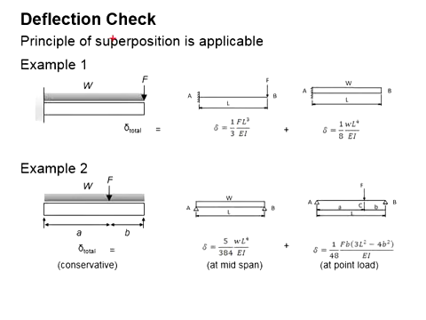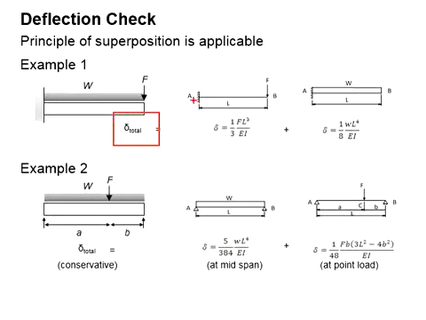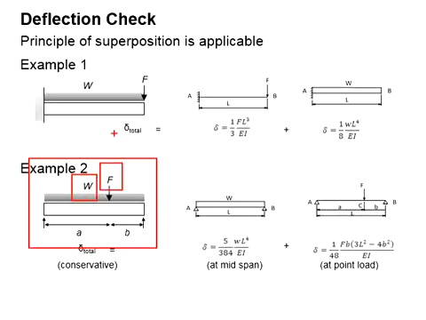For example, this cantilever beam is subjected to a UDL and a point load at the same time. The total deflection can be determined by summation of these two equations. Or, for the simply supported beam subjected to a UDL and a point load.